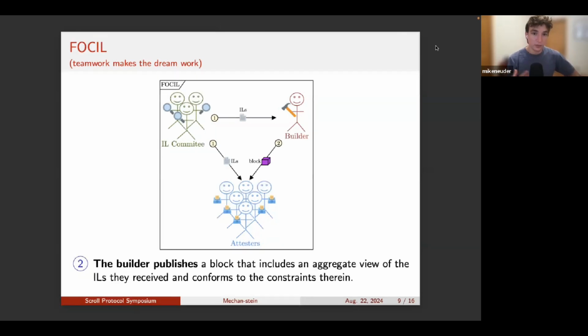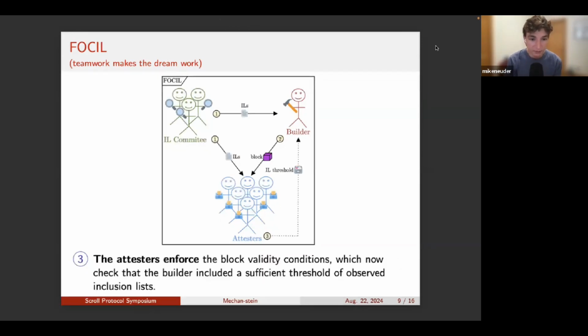And now the builder constructs a block. Effectively, the builder takes a bunch of these ILs, like maybe 90 out of 100 ILs get sent to them. They merge all of them together, they basically take the union of them to make a giant aggregate inclusion list. And then they build a block that conforms to the constraints therein. So you could think of the aggregate inclusion list almost as a block template. Now, as the builder, I still have a lot of discretion. I can put all of the transactions in the inclusion list at the bottom of the block. I can reorder them. I can front run all of them in one transaction if I want, but I have to include them. I don't have this discretionary exclusion power, which is the main thing that we're targeting in this proposal.